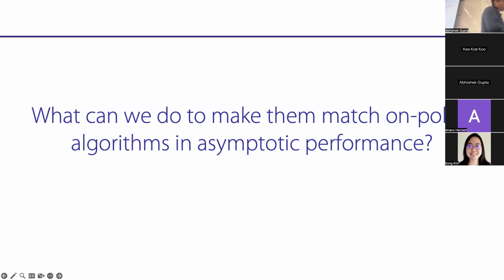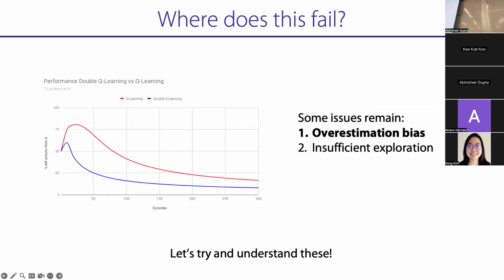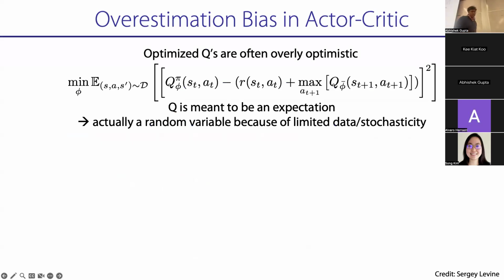Okay, let's keep going. The algorithms I've talked about so far are good. They're better than PPO, but they still take like 2 to 3 hours. We want to learn in 10 minutes, right? So what do we need to do to get these to match performance in 10 minutes and match asymptotic performance, like do well in absolute performance at the end? There are two issues we're going to try and deal with. The first is called overestimation bias, and the second is insufficient exploration. So let's start with overestimation bias.